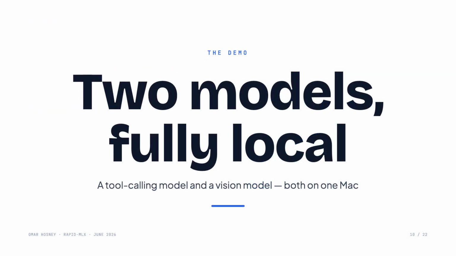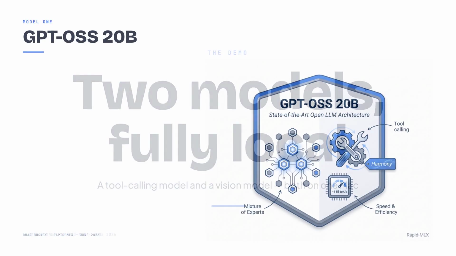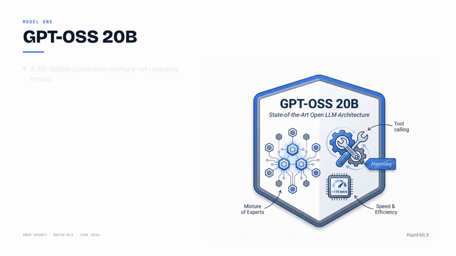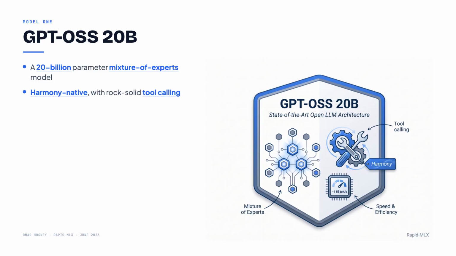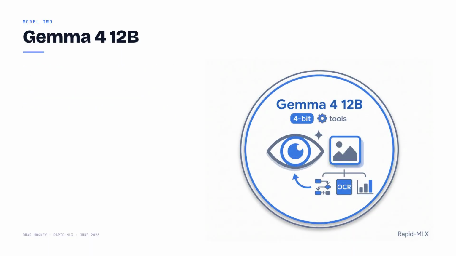To show it off, let's look at two very different models running locally, one built for tools and one that can see. First, GPT-OSS 20B. It is a 20 billion parameter mixture of experts model. It is Harmony native, which gives it rock-solid tool calling, and it sustains about 115 tokens per second on an M4 Max.